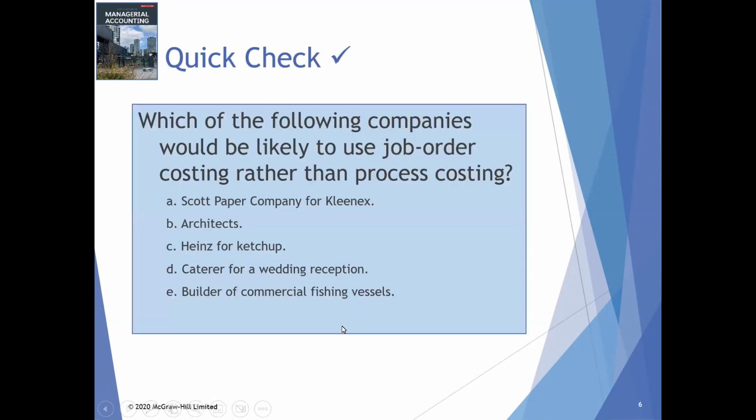Now here is one of the examples in front of you, and this is a question for you. Which of the following companies would be likely to use job order costing rather than process costing? There may be more than one answer to this question. So you can send the right answer in the text box. I can give you 1 minute.